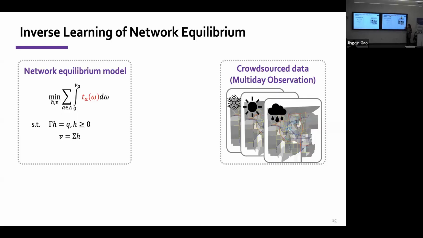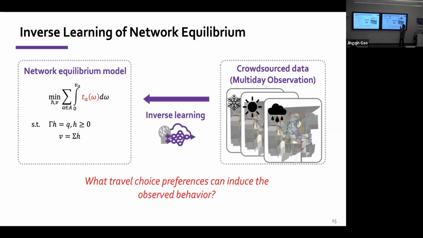So today we'll be looking at the inverse process. That is, given people's observed behaviors in multi-day data, how can we inversely learn these network equilibrium models by answering the following question: what travel choice preferences can best induce the observed behavior? So we'll be looking at inverse learning problems and see how emerging auto differentiation and machine learning tools can help us make this inverse learning process better.